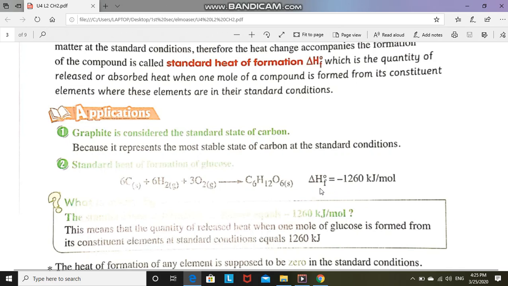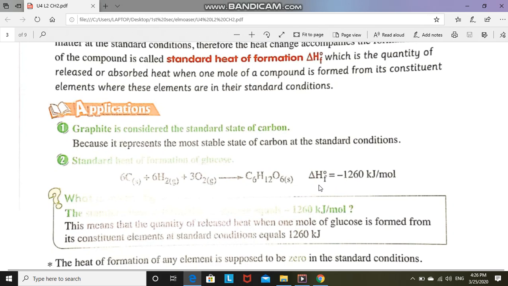Okay, we have another example, or we have a question here. What is meant by the standard heat of formation of glucose being this number? It means that the quantity of heat released, as it is an exothermic reaction, when 1 mole of glucose is formed from its constituent elements at standard conditions equals the number here, 1260 kilojoule.